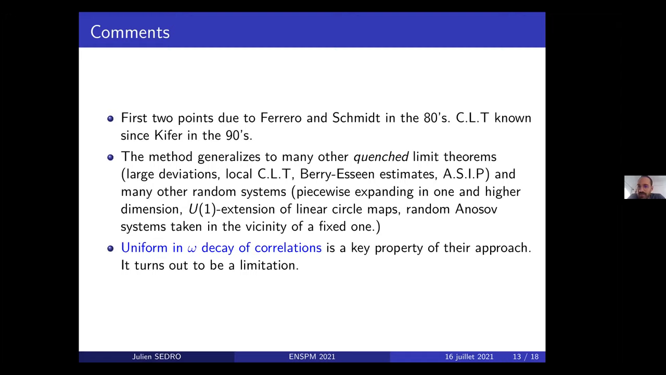This is all good and well, but this is unfortunately not the most general type of situation. There are many interesting random systems that do not satisfy this uniform in omega decay of correlation property. So what do you do?